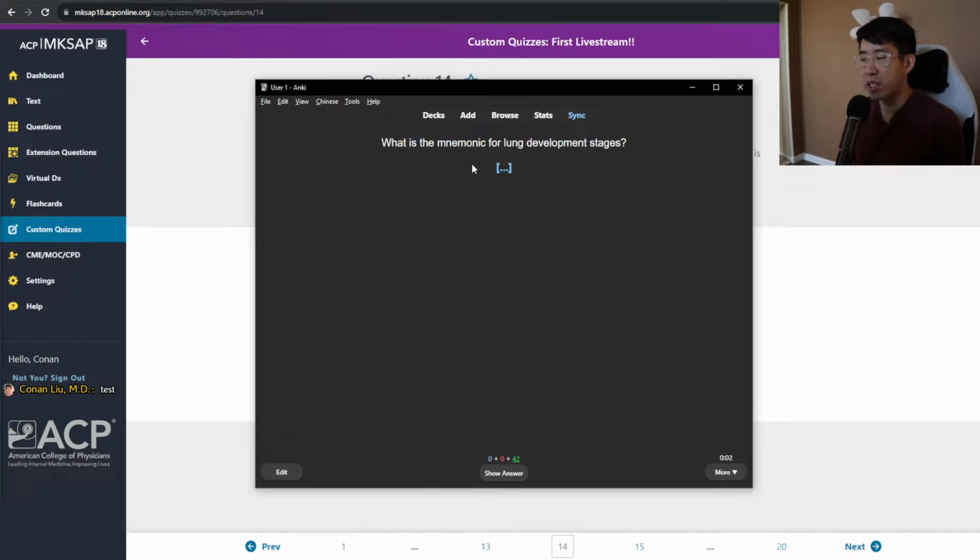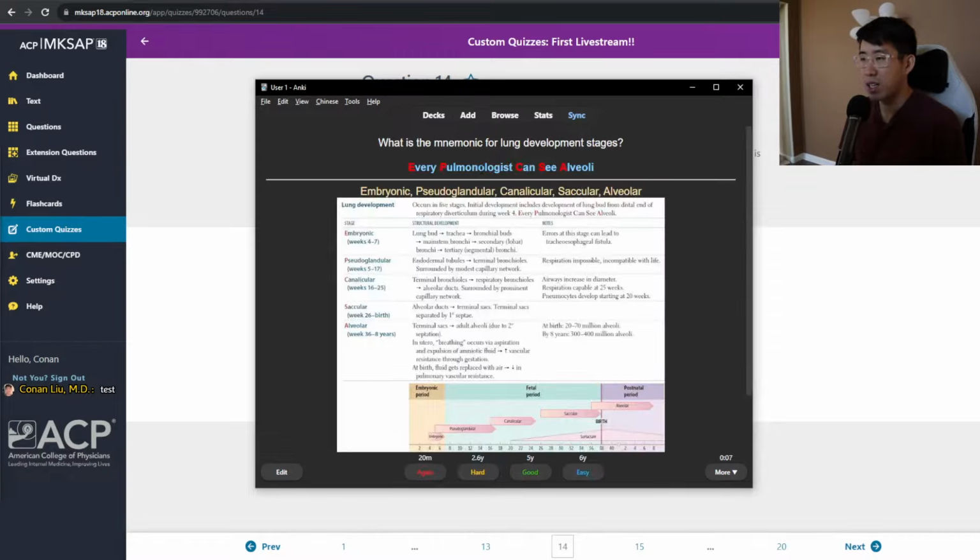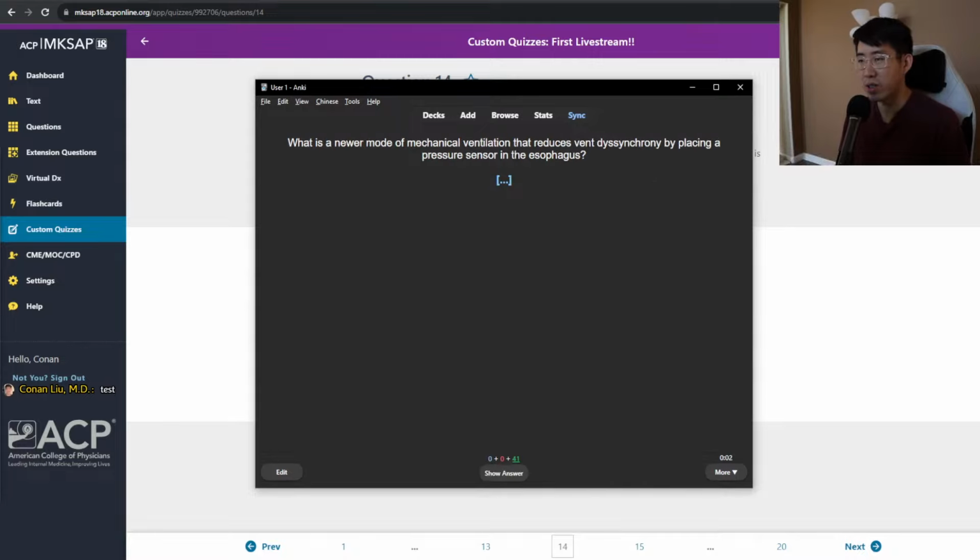What is the mnemonic for lung development stages? I don't really remember. Every pulmonologist can see alveoli. This is something from Step 1. A lot of these questions aren't that useful to me anymore, even if I don't get it right, I just mark it as good because I don't really feel the need to see some of these cards anymore. Like I don't really need to know that the lung develops in embryonic, pseudoglandular, canalicular, whatever stages. But I do like to keep it in my Anki deck because if I ever need to search for it, I remember that I still have this card. So we'll mark good for that one.